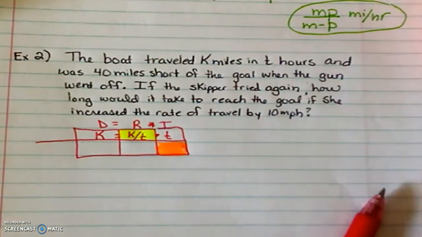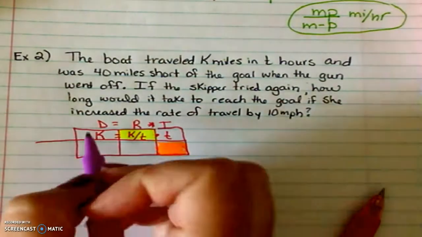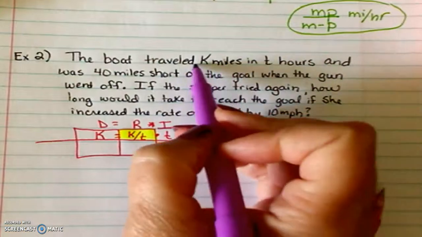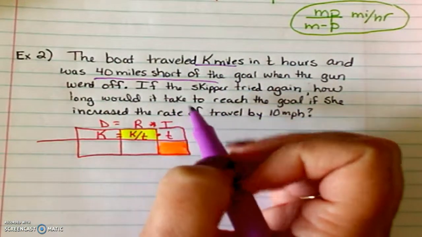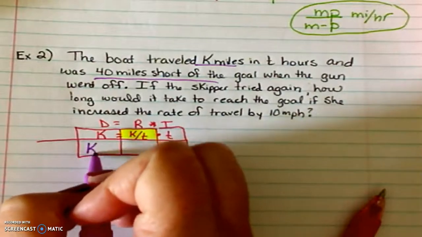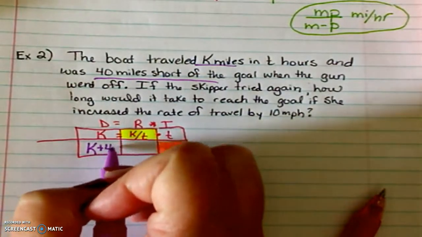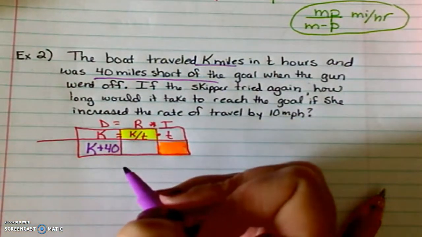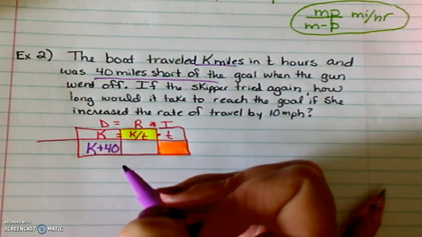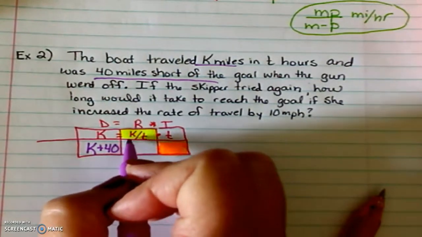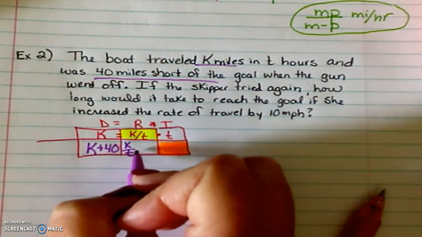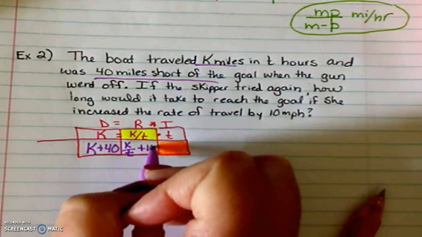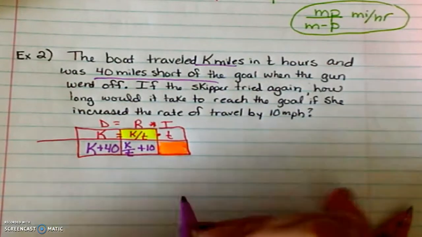How long would it take to have reached the goal if she increased the rate of travel by 10 miles per hour? Now we know that this K miles is 40 miles short of the goal. And in the next part, they want to reach the goal. So that means I'd have to travel the distance of K plus another 40 miles in order to reach the goal. Now the other thing is that I am going to take my rate that I traveled before, which is K over T, and I need to increase that by 10 miles per hour.